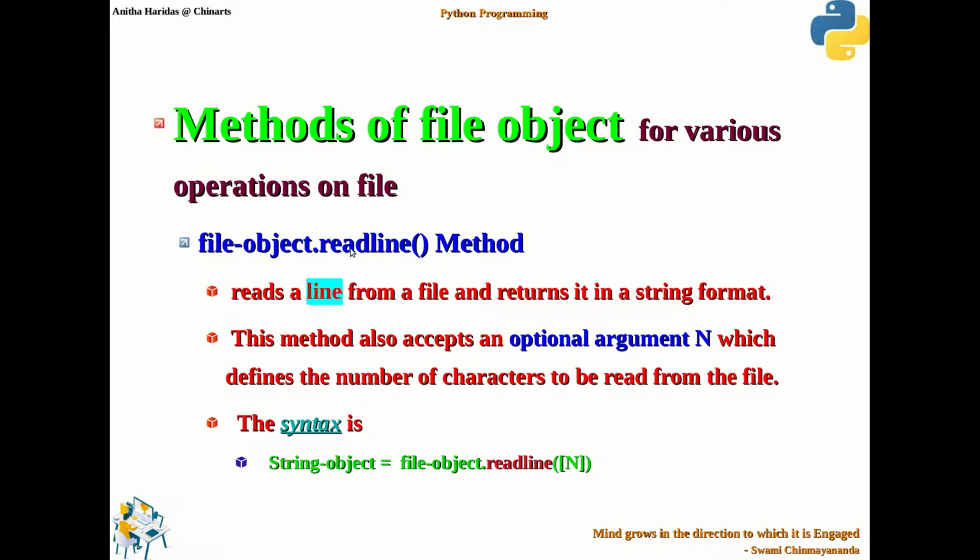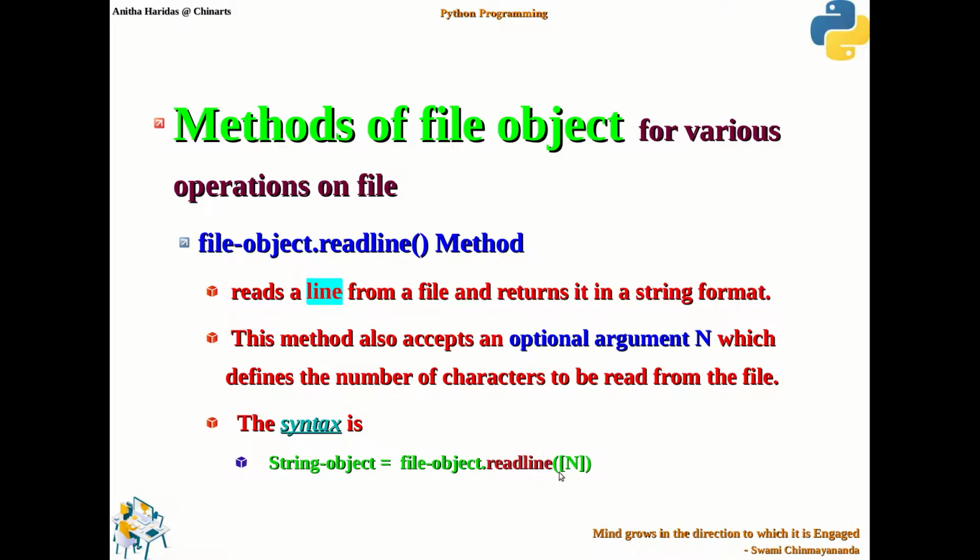Readline method. What it does, obviously, is read only one line from a file and return it in a string format. Until it encounters a newline character, that is what you call a line, right? So until it encounters a newline character, that line will be returned in a string format. This method also accepts an optional argument n, which defines the number of characters to be read from the file. So this is the syntax.